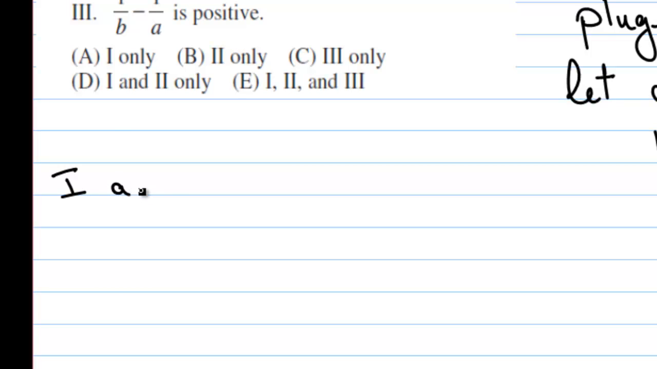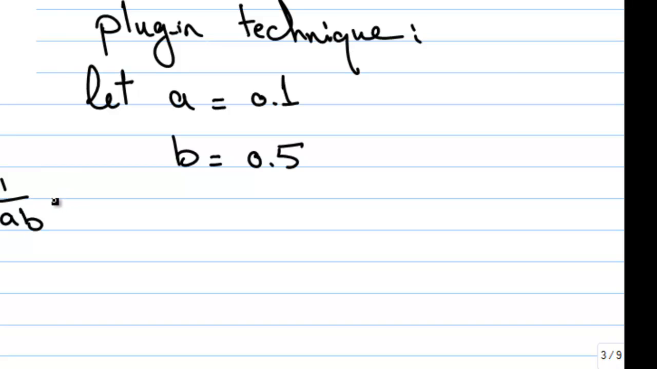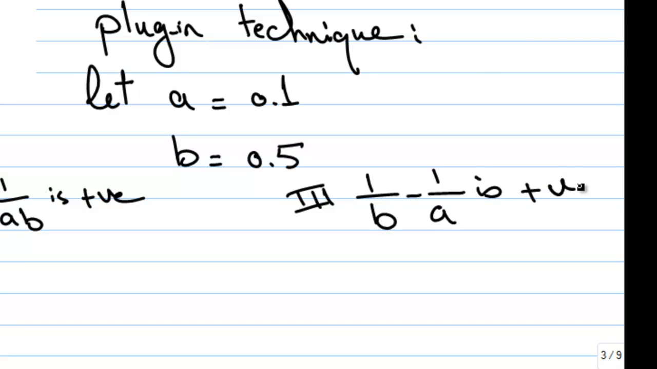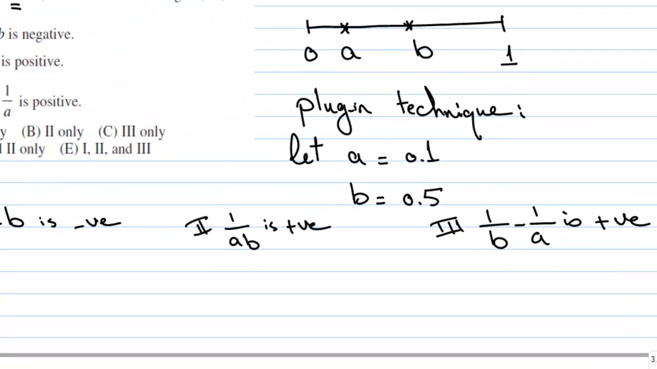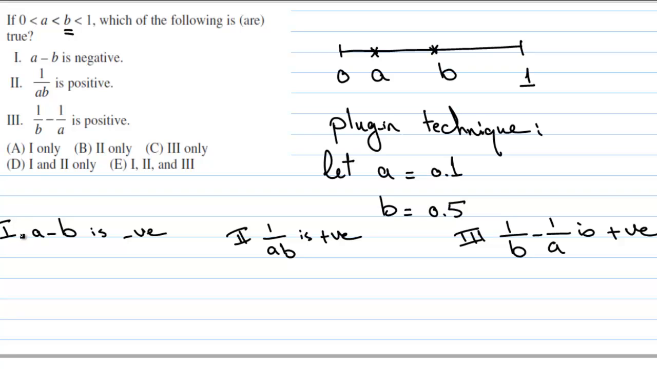We have the first one, A minus B. They say it should be negative. The second one, they say 1 over AB should be positive, and the third one they say 1 over B minus 1 over A should be positive as well. It's very simple. What you're going to do here is just substitute the values of A and B in each one of them.